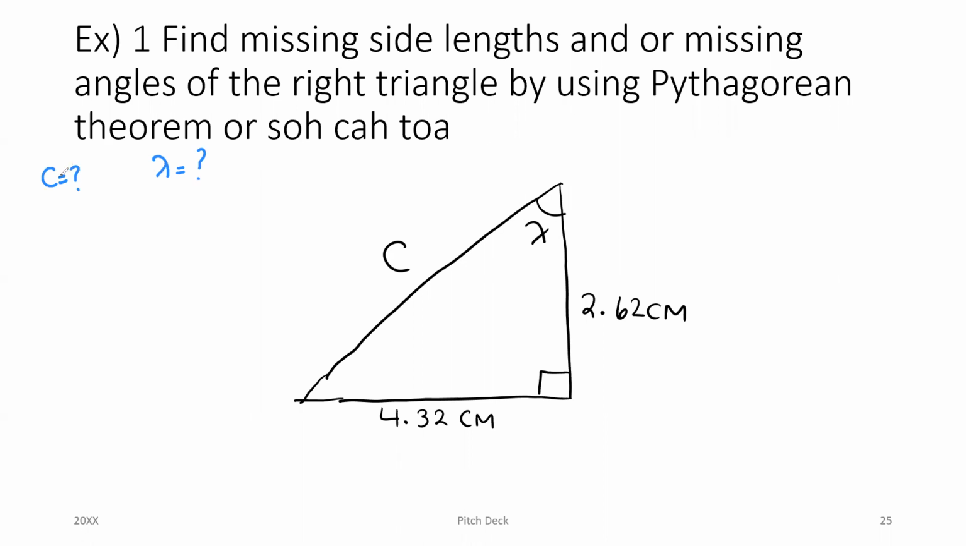So let's find small c. I think that would be the easiest. How would we find the hypotenuse, or small c? Pythagorean theorem, right? Because it's a side length. So you can apply a squared plus b squared equals c squared. We do have both of our legs. One leg is 4.32 and the other leg is 2.62. So let's put it in the formula: 4.32 squared plus 2.62 squared equals c squared. Go ahead and put that in the calculator. I'm just going to put it exactly like that.